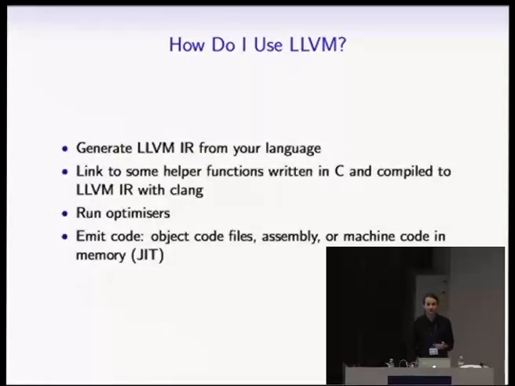All of the non-trivial operations in GLSL are just written in C, and they're the same C functions that they use in their interpreter, and they just compile them to LLVM IR using Clang, and then just emit calls to all of these functions very, very simply in their compiler and just spit them out.